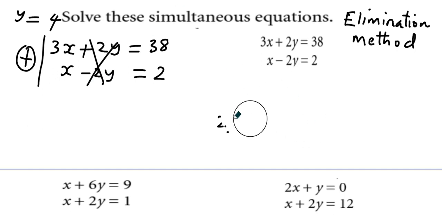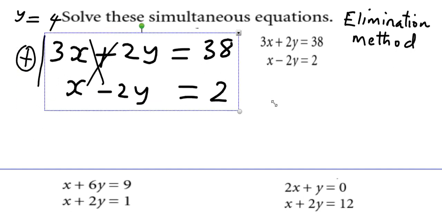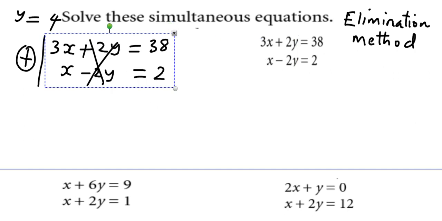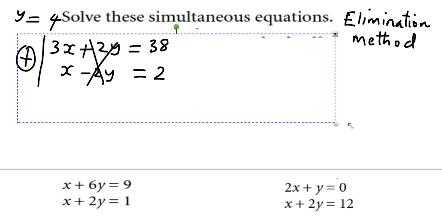Okay. Now let us proceed. Let me block this. Yes.